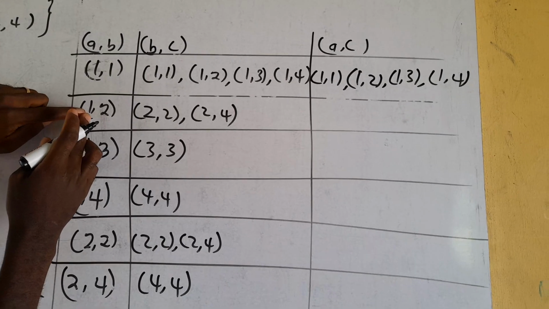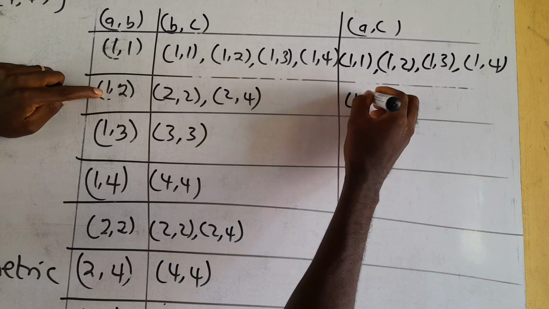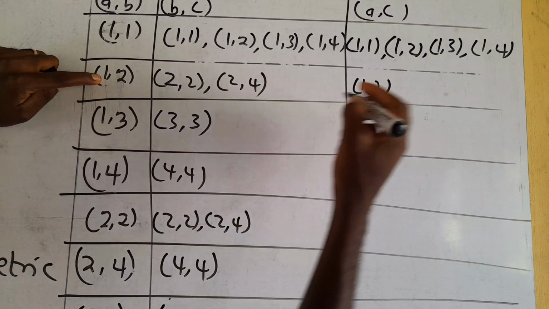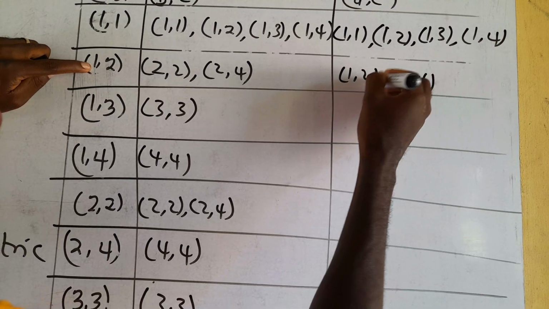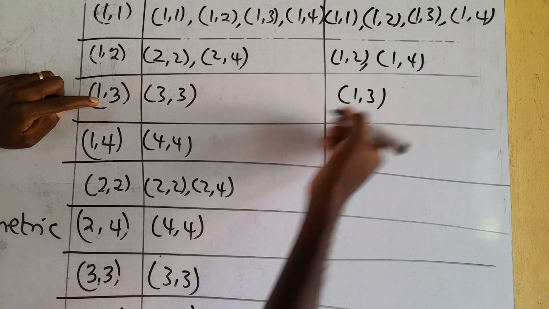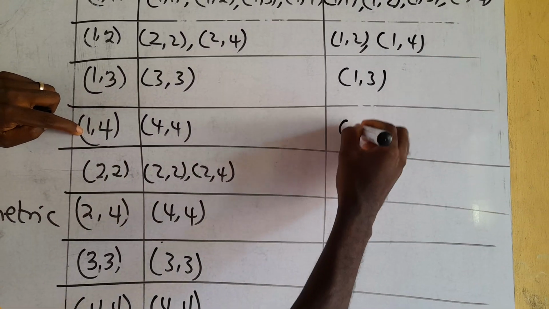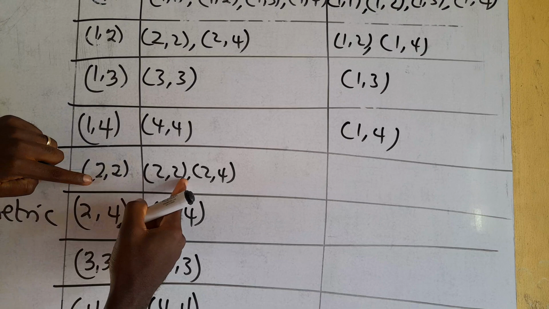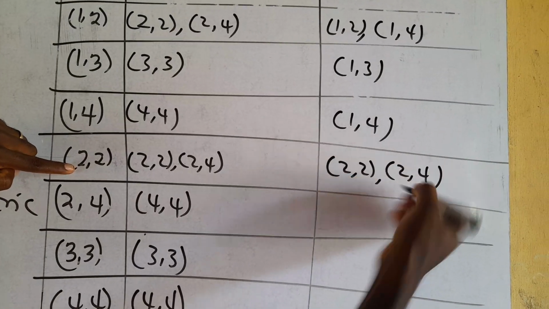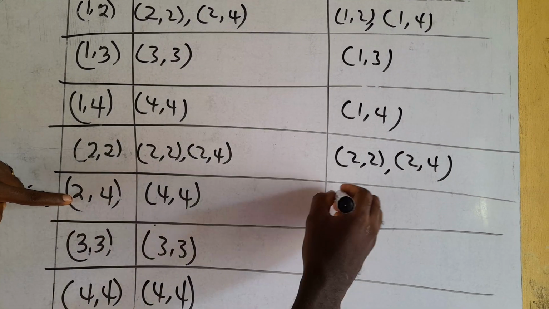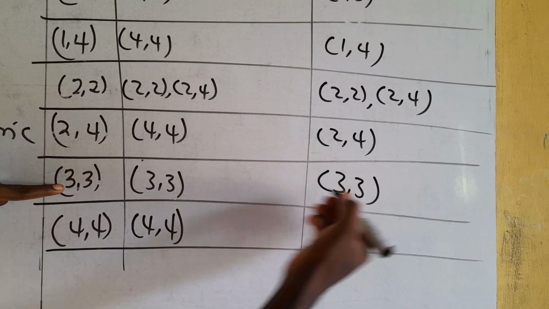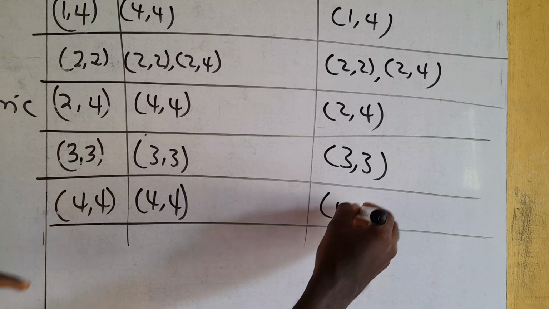When I come here, I'll pick 1, 2, then 1, 4. So I have 1, 4. When I come here, I'll pick 1, 3, so I'll get my 1, 3. Here, I'll get my 1, 4. Here, 2, 2, and 2, 4. Then here 2, 4, so I have 2, 4. Here 3, 3, I have my 3, 3. Then here 4, 4, I have 4, 4.